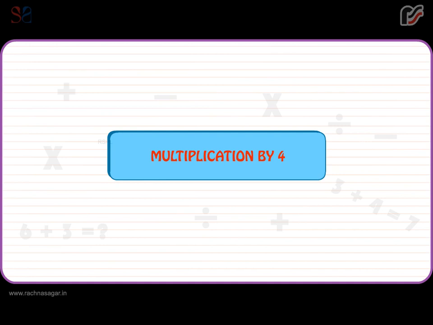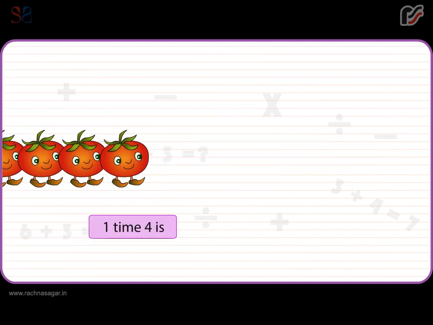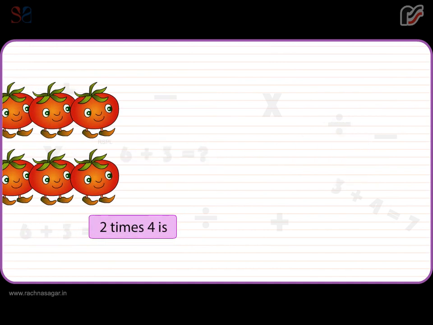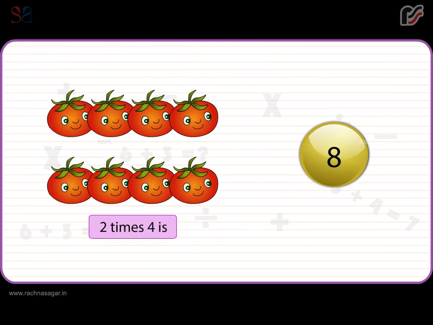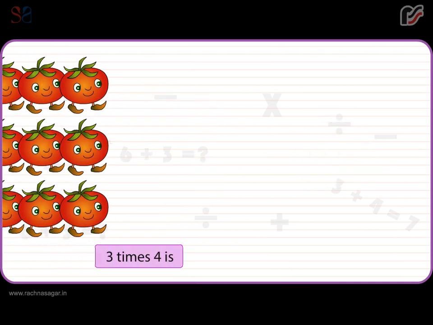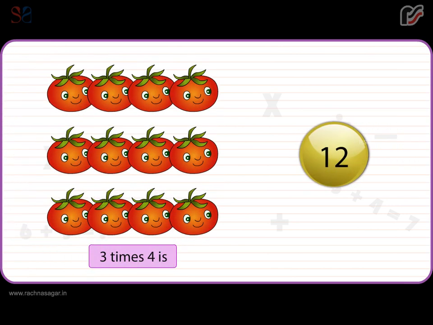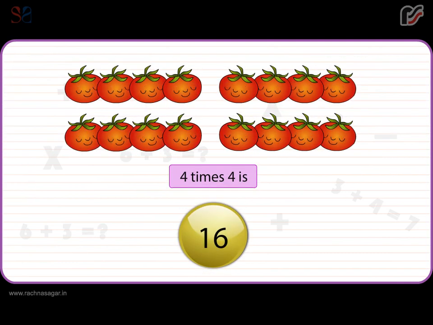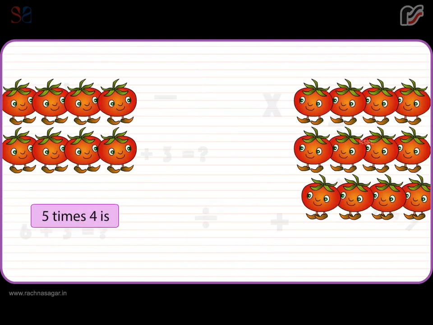Multiplication by 4. 1 times 4 is 4. 2 times 4 is 8. 3 times 4 is 12. 4 times 4 is 16. 5 times 4 is 20.